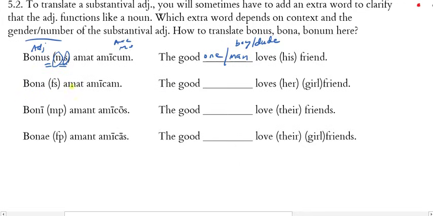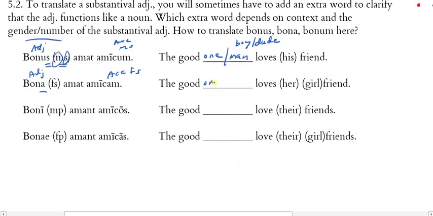But let's contrast that with the second one. I have bona amat amicum. That's accusative, feminine, singular, direct object noun. Somebody loves her friend, her girlfriend. But who? Well, bona is nominative case, so it's the subject, but it's one feminine singular entity that's being described by the adjective good. So I can't just say the good. I need to specify something because it's feminine singular.